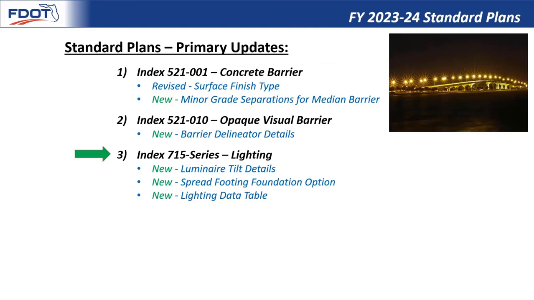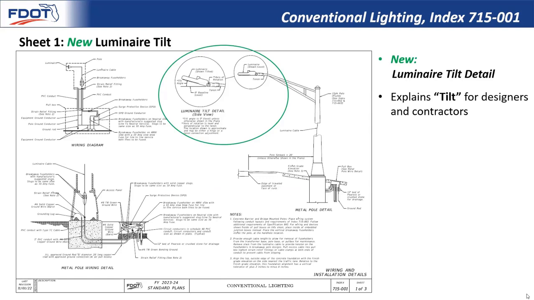And next up, we'll take a look at the Index 715 series for lighting, where we've added new luminaire tilt details, a new spread footing foundation option, and a new lighting data table. So first, looking at Index 715001, Sheet 1 is our new luminaire tilt detail.